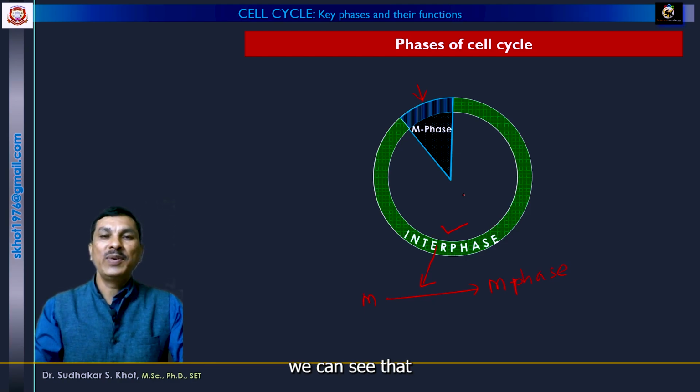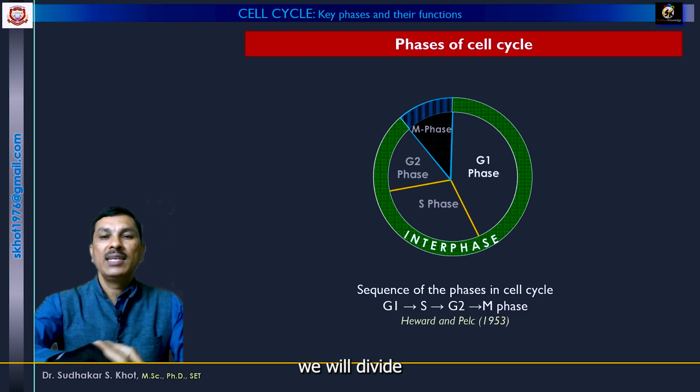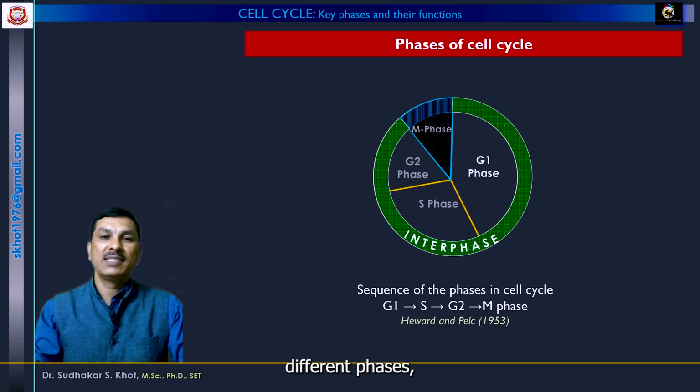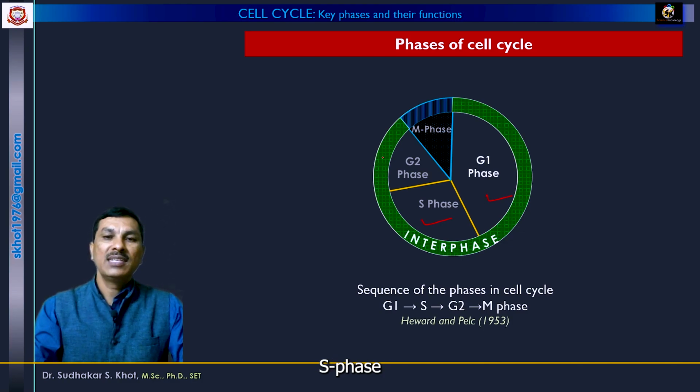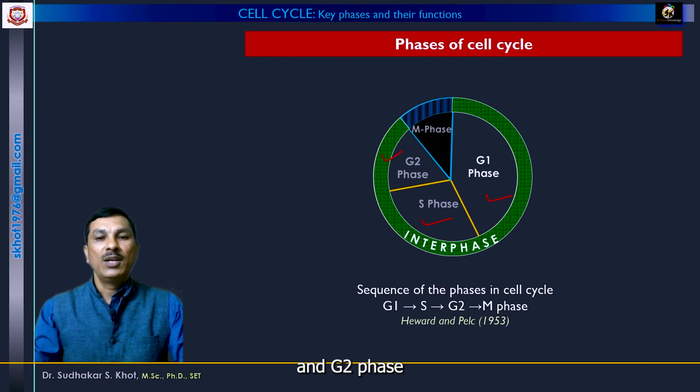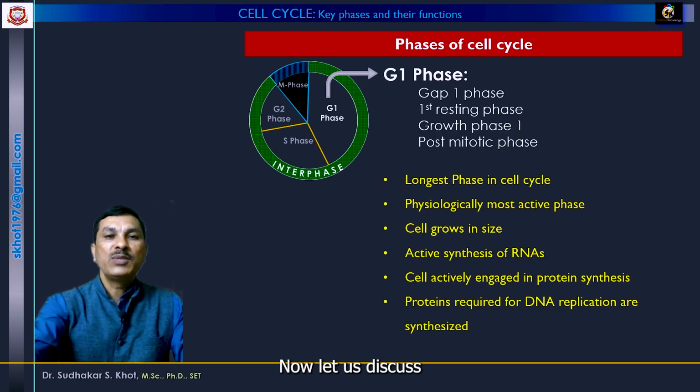Now, in this diagram, we can see that interphase is much longer. So, for our convenience, we will divide interphase into three different phases, namely the G1 phase, S phase, and G2 phase. Daughter cells first enter into G1 phase, which is followed by S phase, G2 phase, and M phase. So this is the correct sequence of phases which occurs in the cell cycle. Now let us discuss one by one.